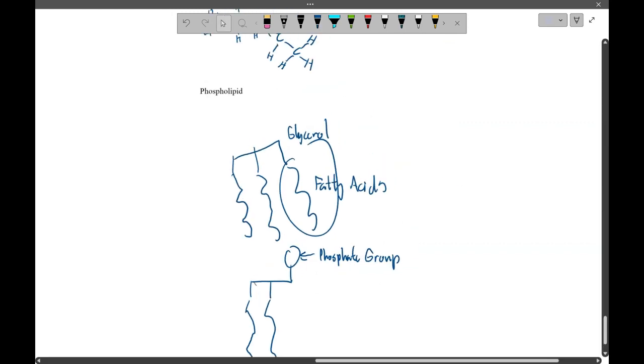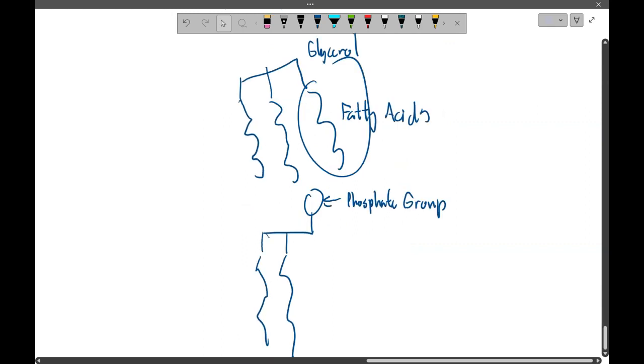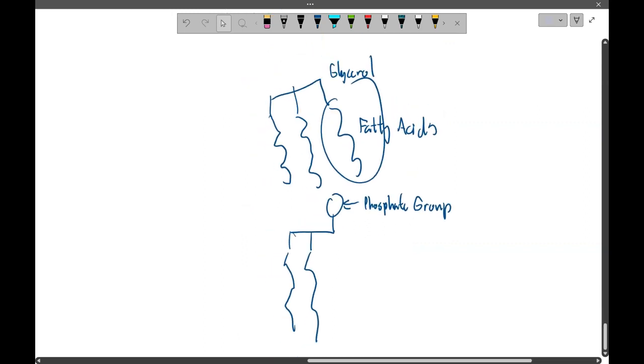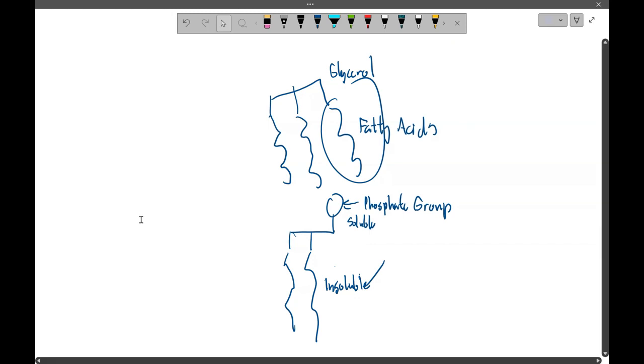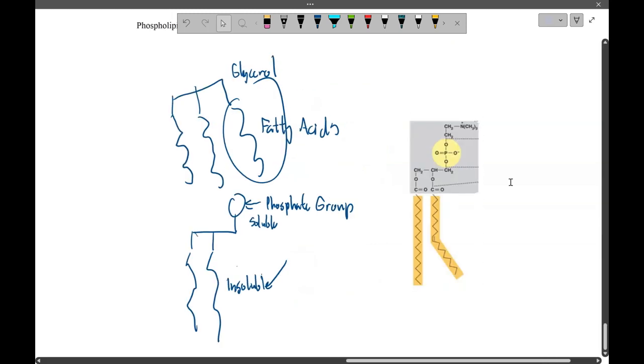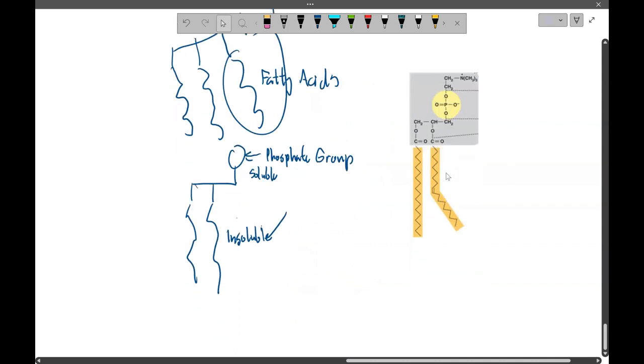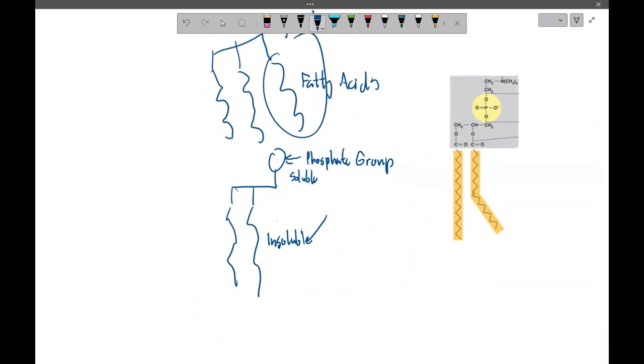And a really key implication for this is that phosphates are soluble in water. So this is soluble. However, the rest of it isn't soluble, so the rest of this is insoluble. And now I'll show you a better picture of a phospholipid. So this is what a phospholipid looks like. You can see that here has a bulb thing, which is just a phosphate group.